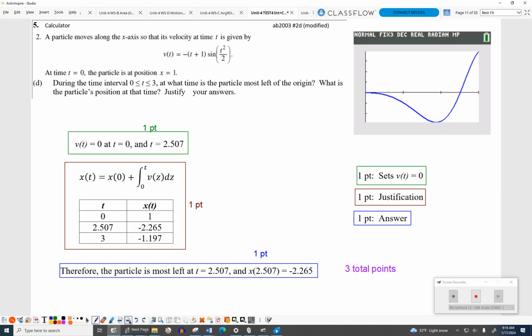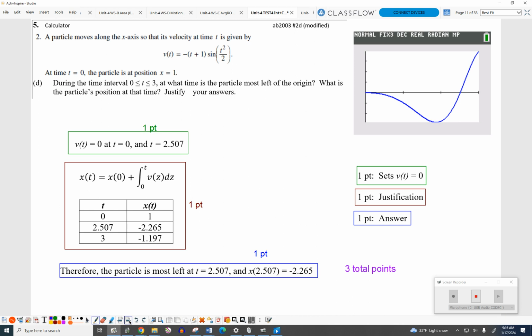3 points for number 5. Must have the green, must have the red, must have the blue. Again, you get the point or you don't. So if you don't have all of the red, you don't get the red point. We want to talk about that one, please.